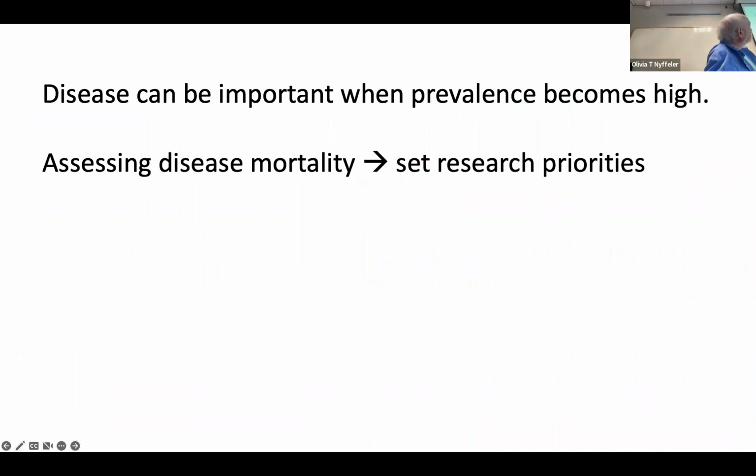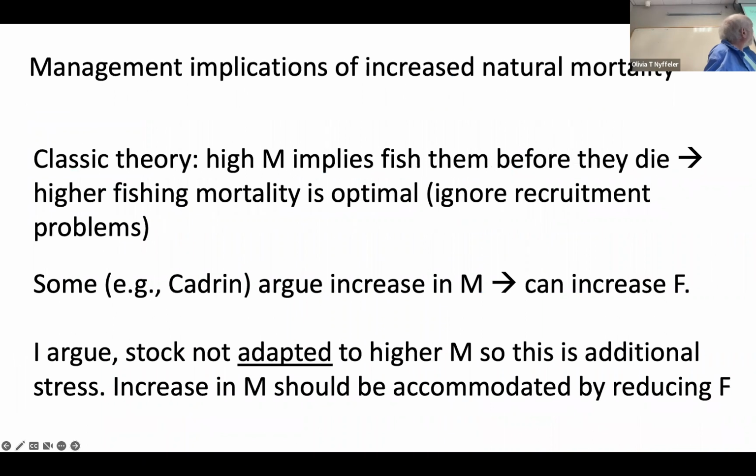So disease can be important when prevalence becomes high, and assessing disease mortality could be used to set priorities. Is this where I want to put my money? Is this an ecological problem of concern? And then the last thing, the management implications.